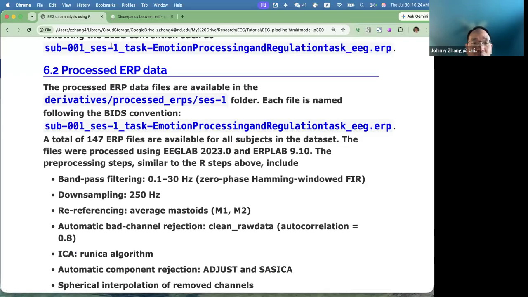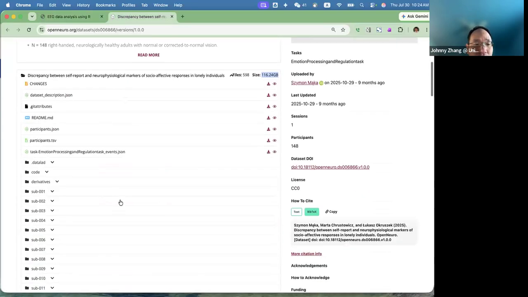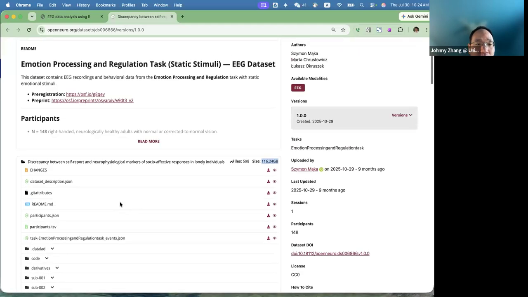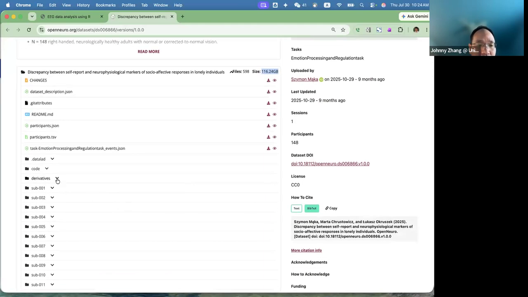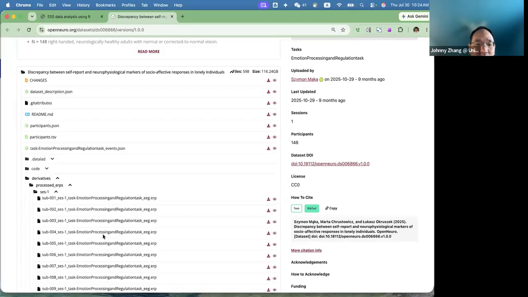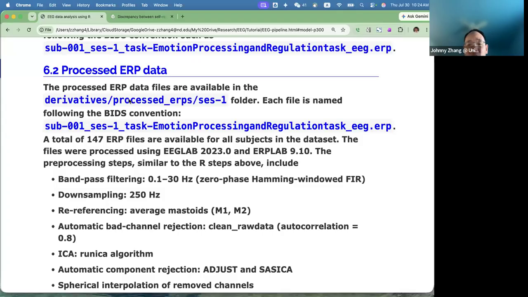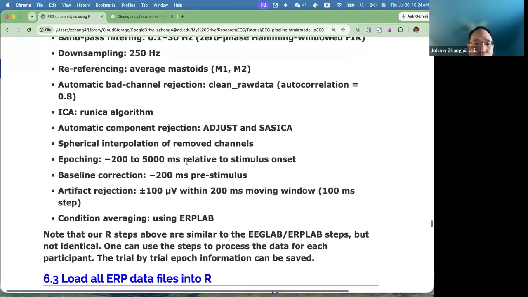On the website, we download the data here. Notice that they already have pre-processed ERP data. It's here in the derivatives. They have the pre-processed ERP data for 147 participants. Okay. So to save some time, just directly use their pre-processed data to be consistent with other data analysis.